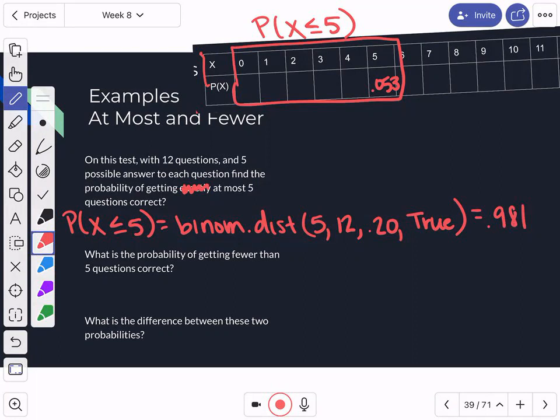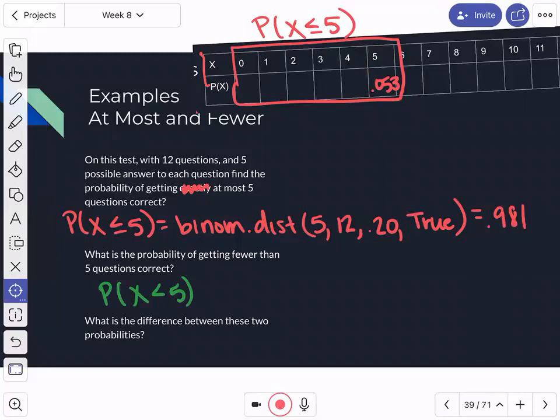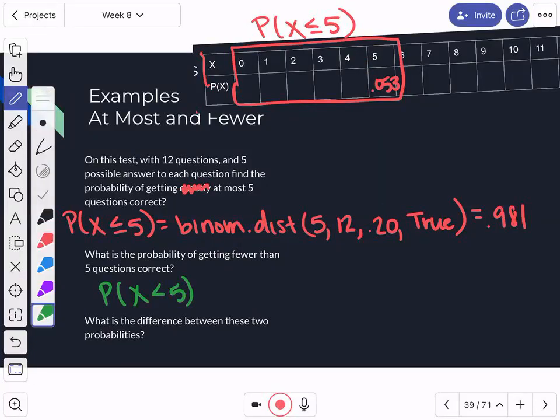Fewer than 5 questions correct. How is fewer than 5 different than at most 5? Anybody can tell me that? Doesn't include 5. Good job. So this is x less than 5. Well, in this particular distribution, you have to be at a number. It's discrete. So if I'm less than 5, where am I really at? Where am I stopping it at? 4. When you see something like this with a less than, that means you're to the left of that number.